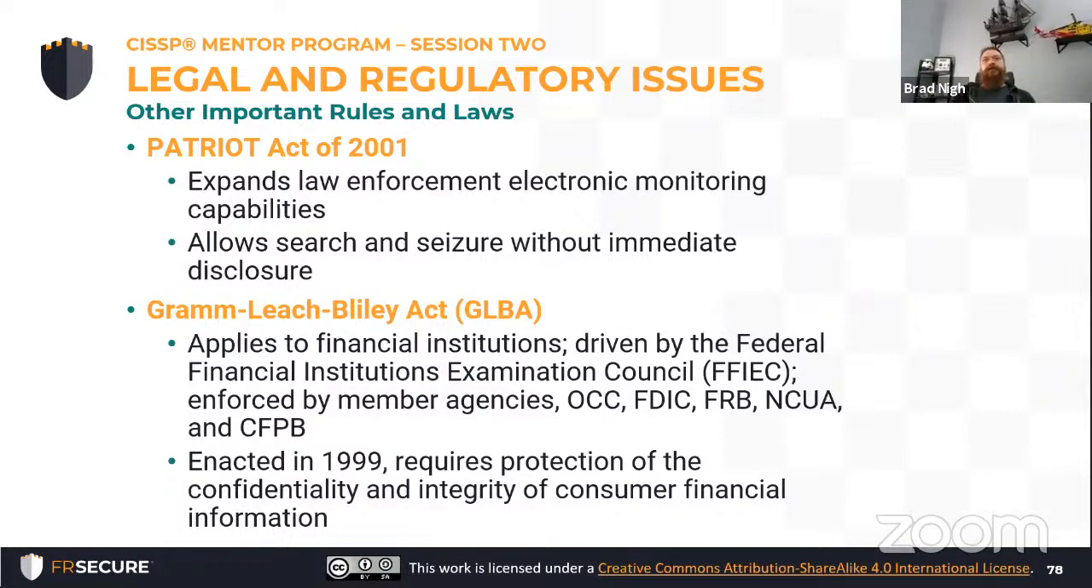Gramm-Leach-Bliley, with this one, financial institutions. So this one came out of, what was it, Enron, right? Making sure that we can trust and have integrity of the financial information. So for the Gramm-Leach-Bliley Act, I don't think you'll need to know the specific enforcement agencies, but what you want to know is 1999, protection of confidentiality and integrity of consumer financial information. So if you see something around financial, it's probably going to be GLBA.